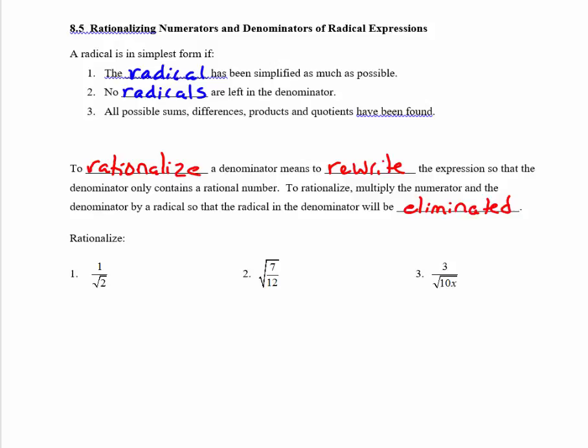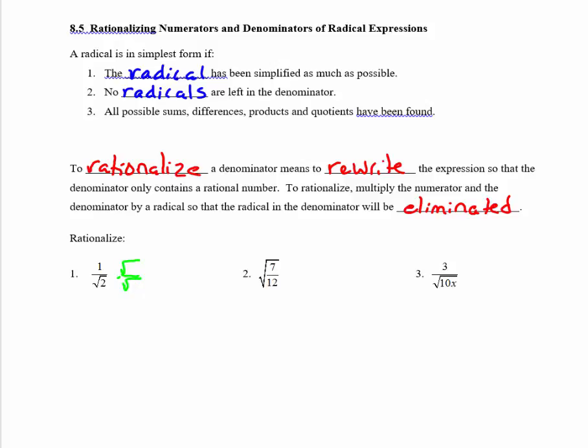For example, number 1, rationalize 1 over the square root of 2. Looking at the square root of 2, nothing can come out, but it's not in simplest form because the radical is left in the denominator. So we need to multiply top and bottom by some square root that's going to, in a sense, eliminate the square root in the denominator.